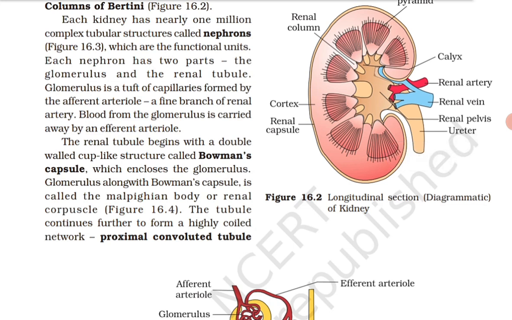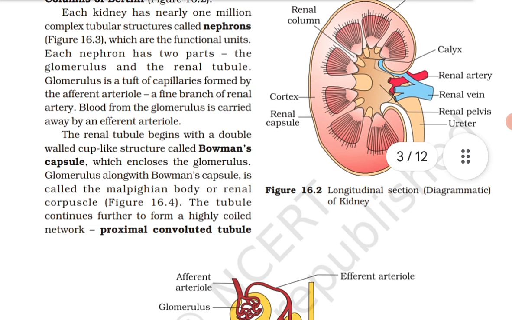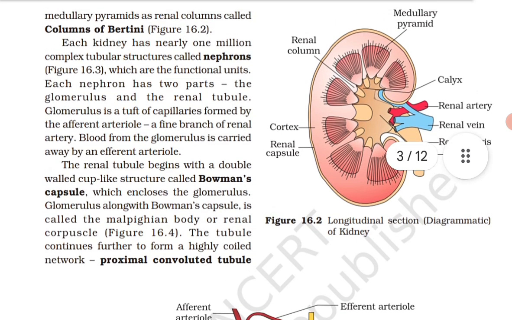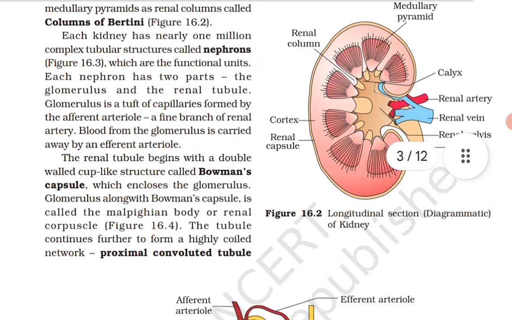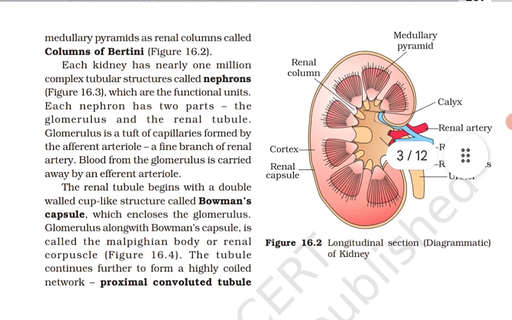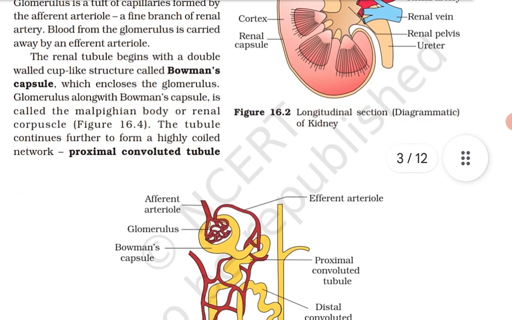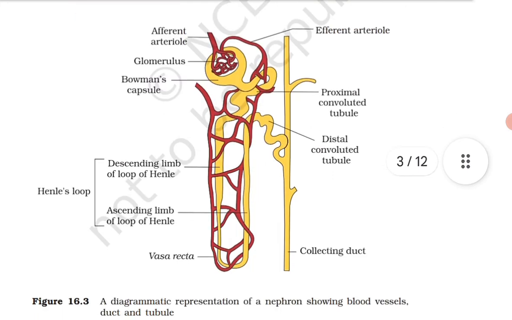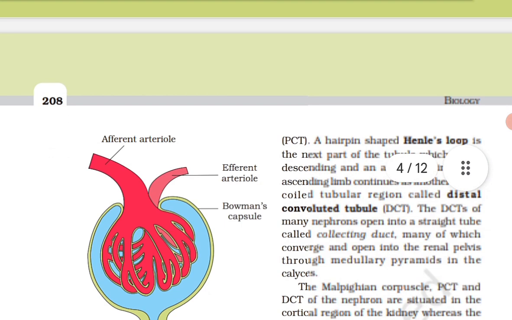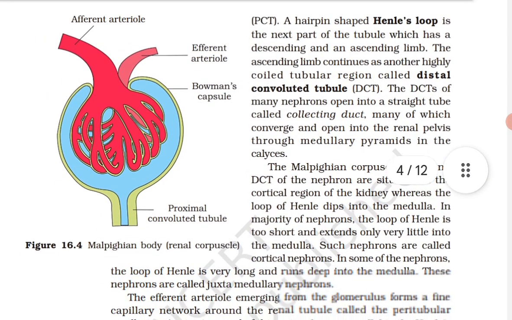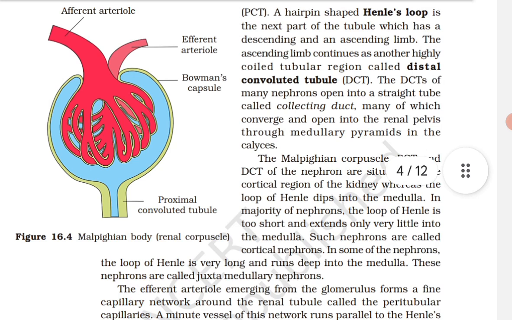The tubule continues further to form a highly coiled network, the proximal convoluted tubule, that is PCT. A hairpin shaped Henle's loop is the next part of the tubule, which has a descending and an ascending limb. The ascending limb continues as another highly coiled tubular region called the distal convoluted tubule, that is DCT. The DCT of many nephrons opens into a straight tube called the collecting duct, many of which converge and open into the renal pelvis through medullary pyramids in the calyces.